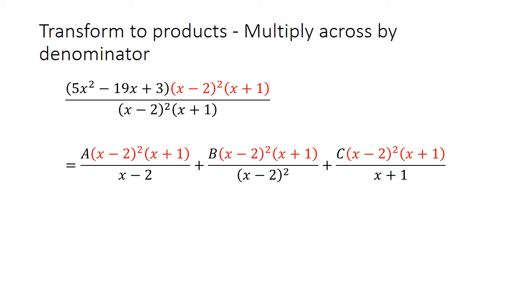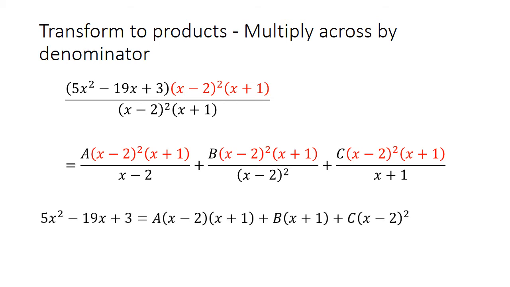This is achieved by multiplying every term on the left-hand side and the right-hand side of the equation by the denominator of the left-hand term. This is x minus 2 squared times x plus 1. You can see that it's shown here in red that we multiply across. In the first case, on the left-hand side, of course, these are going to cancel, and you're left with just the numerator on the left-hand side.